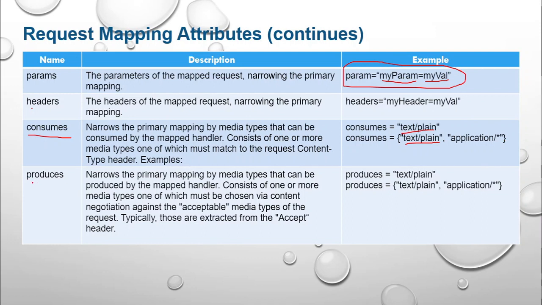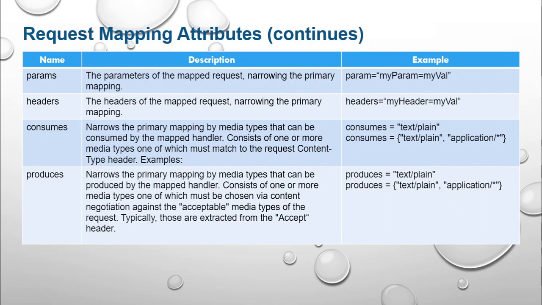Now produces is the opposite of that one. It will define what type of response the handler method will produce. So here it is text/plain, and that is text/plain. It also supports multiple values.